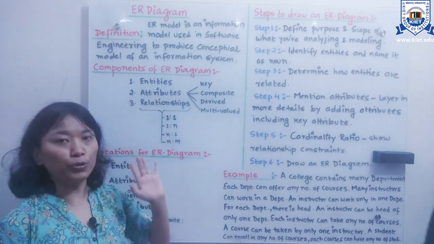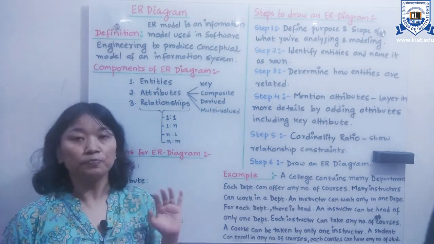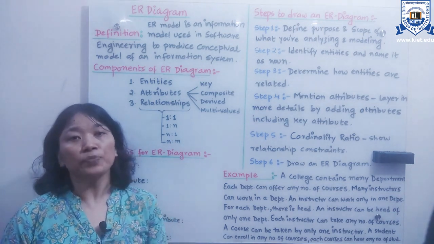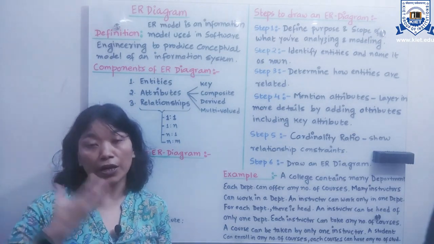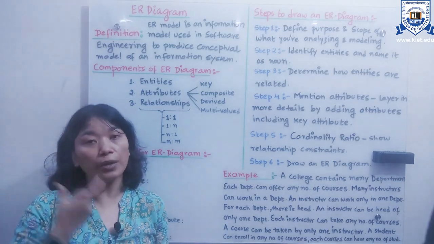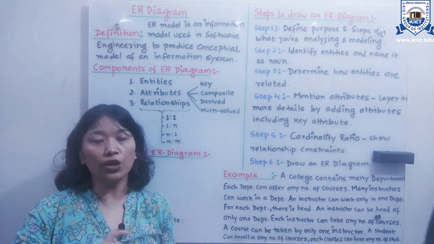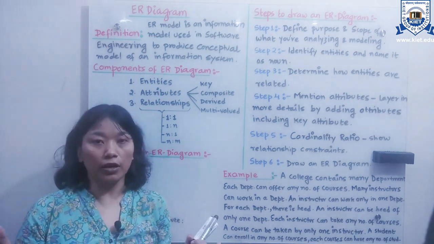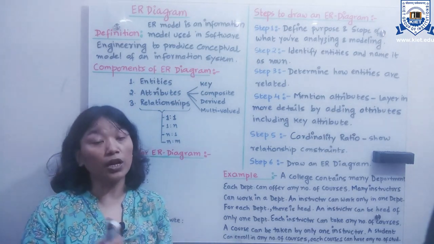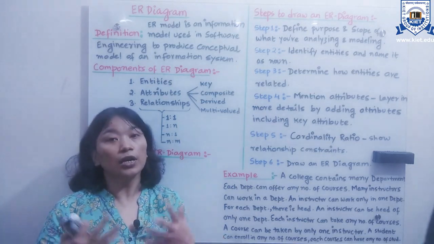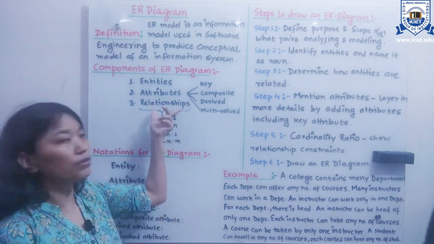So attributes, I hope you understand, are the properties of entities. The third component is relationships. Relationships are basically the connections among the entities. Here I am using the word relation, but in database management system we cannot say relation among the entities, because there relation means tables. So here I am talking about the connections among the entities. What are the relations among the entities? Basically they are called relationships.